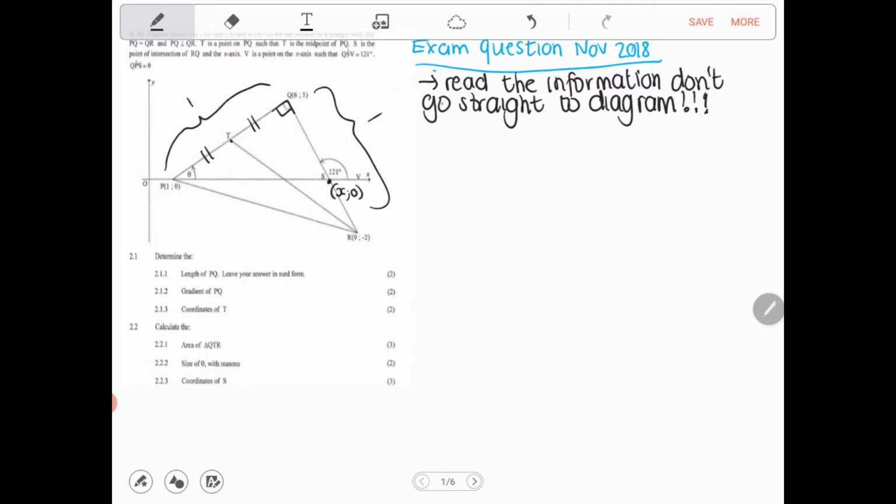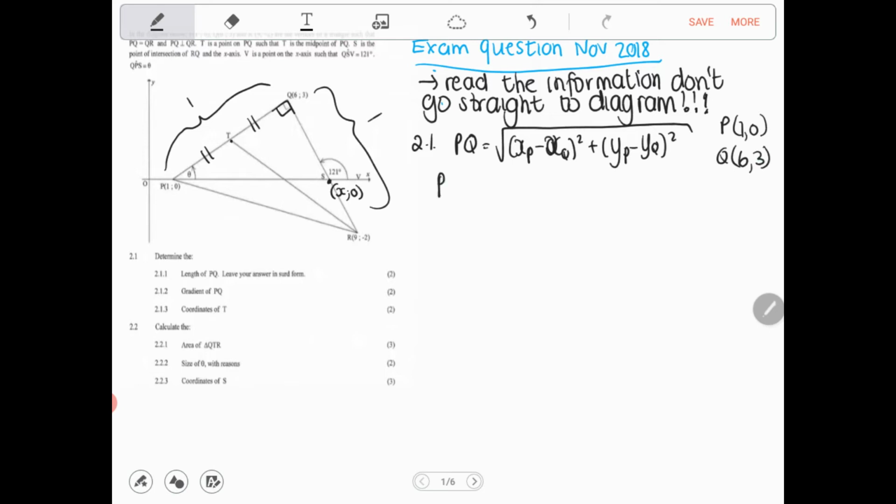So we are going to start with the question. So 2.1. Determine the length of PQ. Leave your answer in surd form. Okay, well, distance: x at P minus x at Q squared plus y at P minus y at Q squared. All right, and again, I often just write my coordinates here. So P is 1, 0, and Q is 6 and 3.